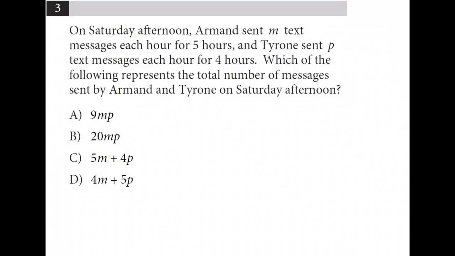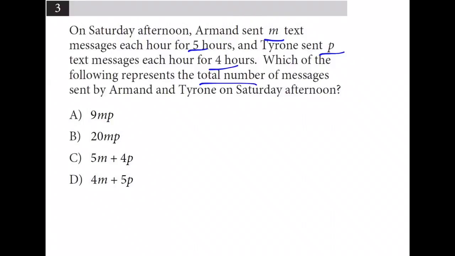Number 3. On Saturday afternoon, Armand sent M text messages each hour for 5 hours, and Tyrone sent P text messages each hour for 4 hours. Important information there. M and P are variables. 5 and 4 are the durations. Which of the following represents the total number of messages sent by Armand and Tyrone on Saturday afternoon?